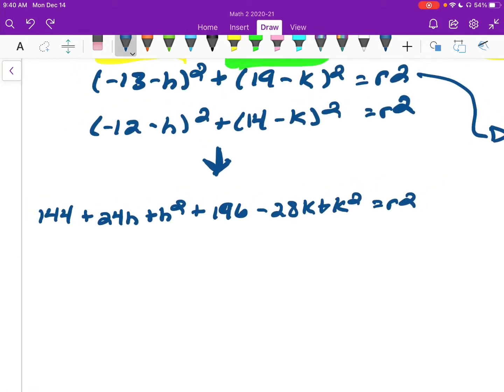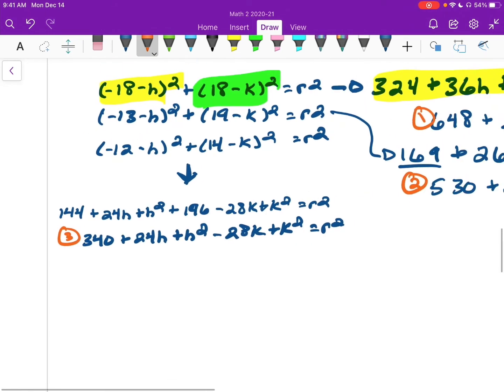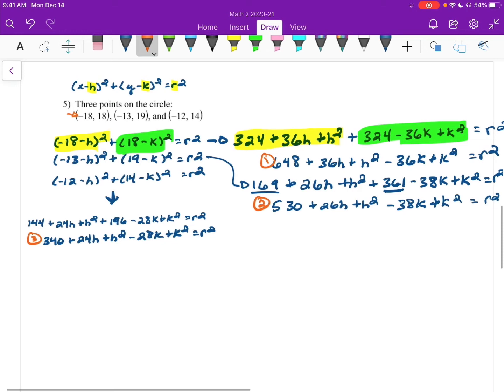Combining like terms, I take my 144 plus 196, that gives me 340, plus 24h plus h squared minus 28k plus k squared equals r squared. All right, very long. We have 3 equations here. The equations are way too long, and we need to find a way to make them simpler, or more simple.